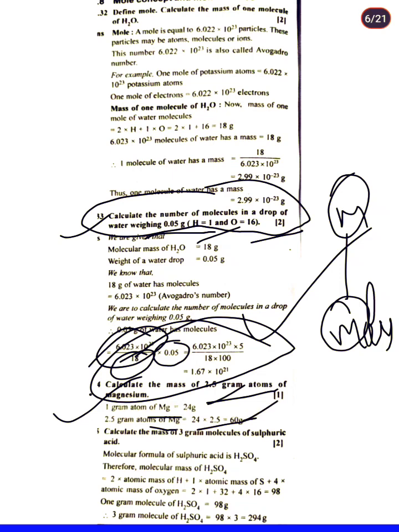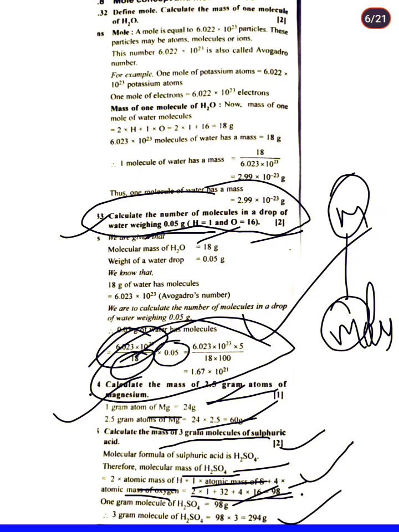Calculate the mass of 3 gram molecule of sulfuric acid. Sulfuric acid has the formula H2SO4. Calculate the molecular mass. The molecular mass is 98. It can be calculated by 2 into atomic mass of hydrogen plus 1 into atomic mass of sulfur plus 4 into atomic mass of oxygen. This will give the value 98. So 1 gram molecule of sulfuric acid is 98 gram, and 3 gram molecule of sulfuric acid is 98 multiplied by 3, that is 294 gram. Okay.